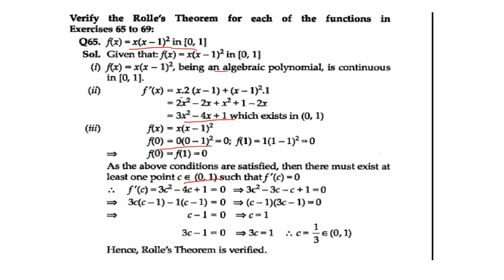So 3c squared minus 4c plus 1, you have to factorize using middle term factorization. So you are getting c is equal to 1, c is equal to 1 by 3. So c is equal to 1 by 3 is a number between 0 and 1. So hence Rolle's theorem is verified.